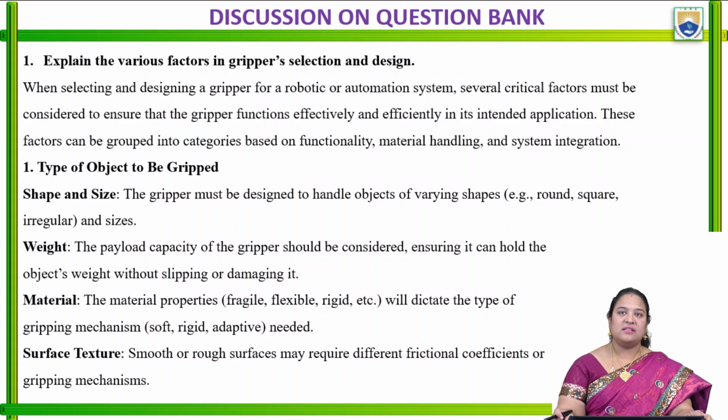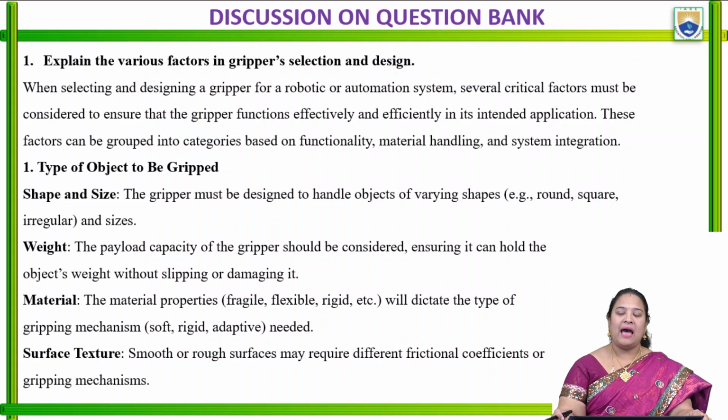let us first discuss the first question, that is, explain the various factors in gripper selection and design. So what do we mean by the selection of the gripper? What do we exactly mean by the term gripper? Gripper is nothing but the hand of a robot, right?